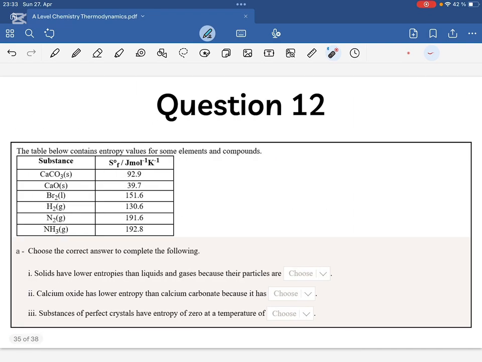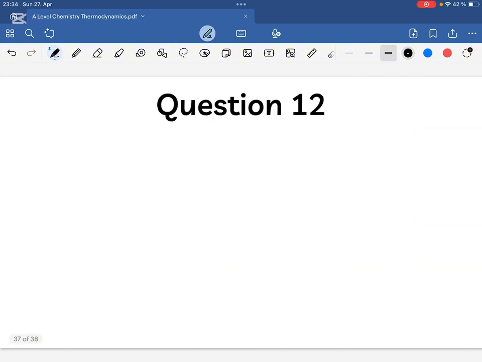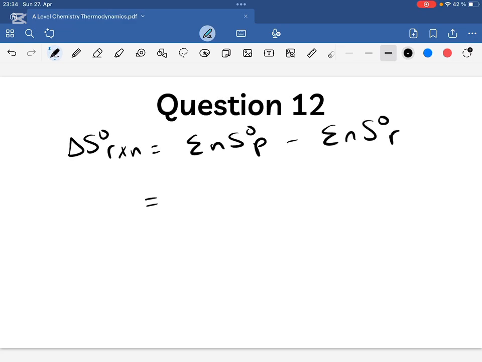So in this table, I have NH3, which is 192.8, and I have the N2, which is 191.6, and I have H2, which is 130.6. So the formula that I need to use is delta S of the reaction is the sum of n times entropy of the products minus the sum of n times entropy of the reactants.